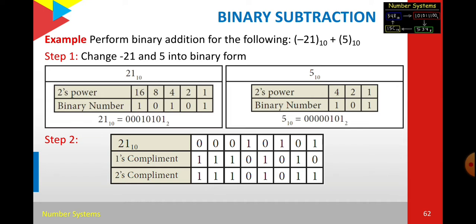Now in the second part of the second step, we are going to find the binary value for 5 base 10. 5 base 10 is a positive number, so we can find it directly. The binary value for 5 base 10 is 101. So we change it into 8-bit code, that is, we add 5 preceding zeros to this number: 5 zeros 1 0 1 base 2. Now we have found the binary value for both the numbers, minus 21 base 10 and 5 base 10. Now we are going to add these two numbers.